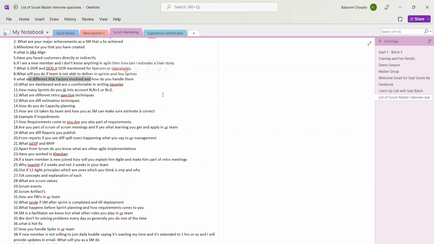Right? Now, what are dashboards, and are you comfortable writing user story queries? Okay, what are dashboards? Dashboards are representations of various data and metrics. Let's say, for example, I want to look at the stories that are planned for the next 2 to 3 releases. I can create a dashboard with the fixed version of upcoming releases and the assignee. Means I will be able to see people.